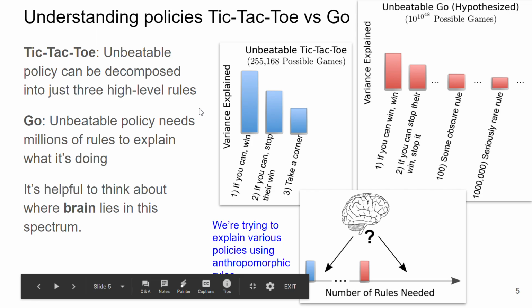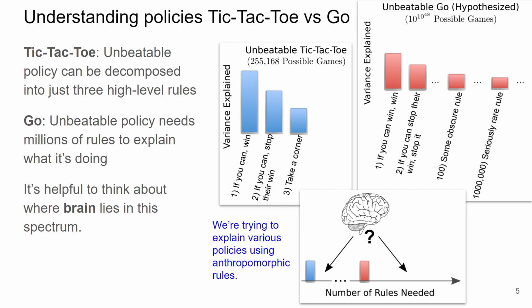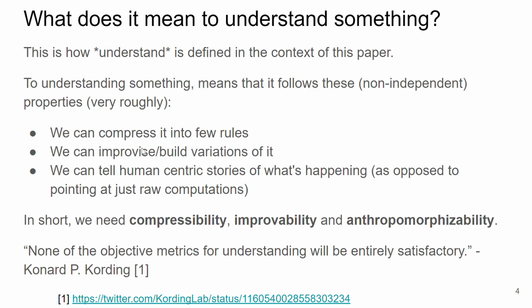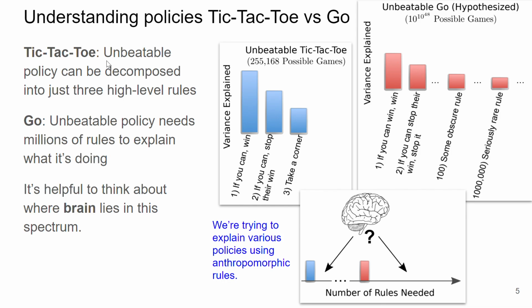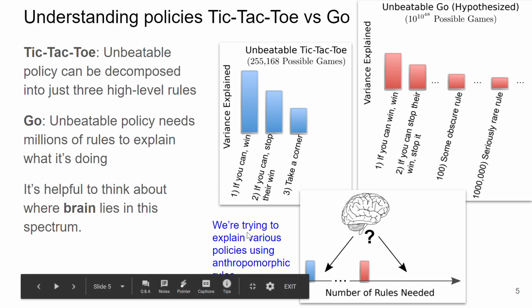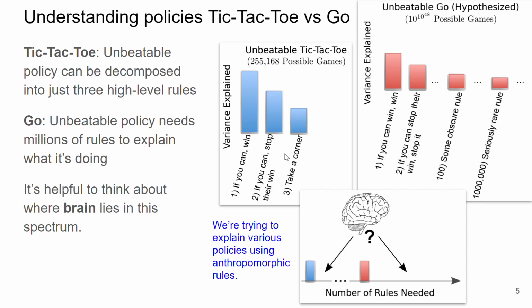So let's take a few examples to clear up this definition. Let's think about an unbeatable policy of tic-tac-toe. Apparently, the unbeatable policy in tic-tac-toe can be decomposed into just three rules. What we're basically trying to do here is to explain various policies using anthropomorphic rules. So you just need three anthropomorphic rules to explain perfect performance on tic-tac-toe.